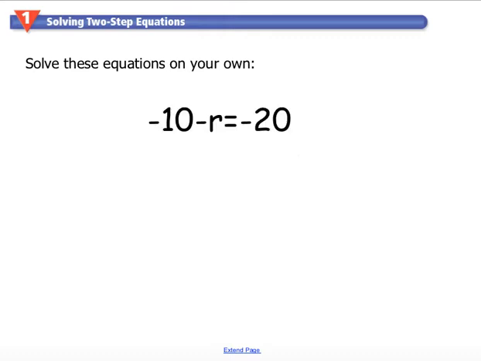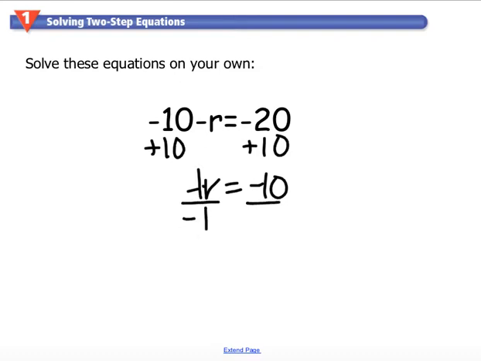Negative 10 minus r equals negative 20. Well, this negative 10 is a subtraction, so I need to add to get rid of it, which means I am left with a negative r equals negative 10. Well, I can't just leave it like that because r is still not alone. Technically, I have a little negative 1 times r. So to get rid of it, I'm going to divide by negative 1. And a negative 10 divided by a negative 1 is a positive 10, which makes sense because if we plug it in, we would say negative 10 minus 10 gives me negative 20.